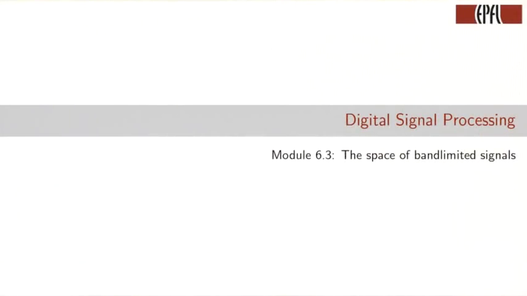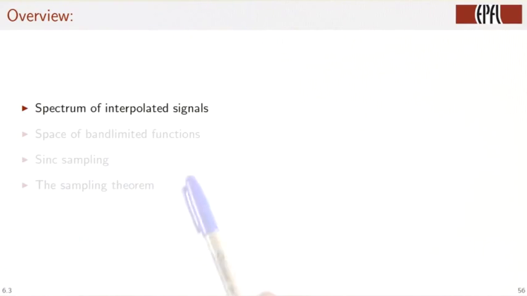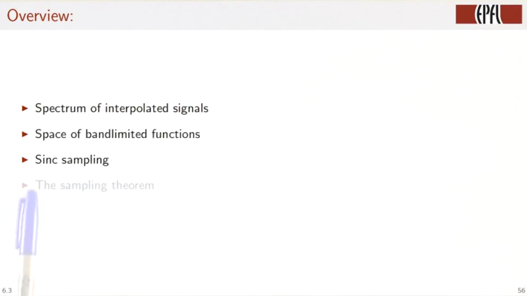Module 6.3. The space of band-limited signals. The overview of the submodule is that first we look at the spectrum of interpolated signals, in particular interpolated by the sinc function. This generates the space of band-limited functions, or BL. Then we will be able to show sinc sampling, and this naturally leads to the sampling theorem, one of the most fundamental results we are going to see in this class.